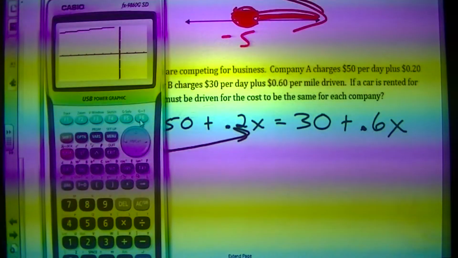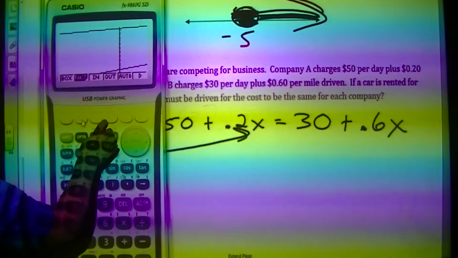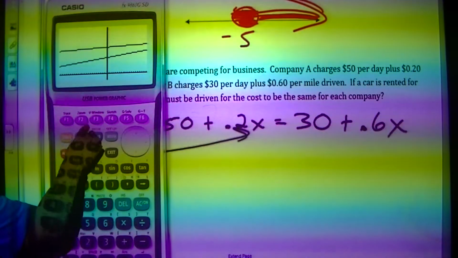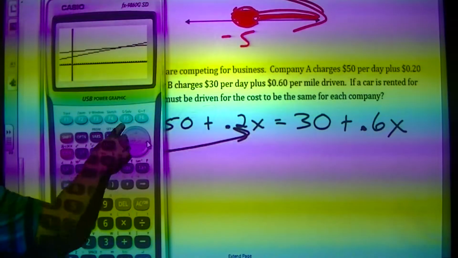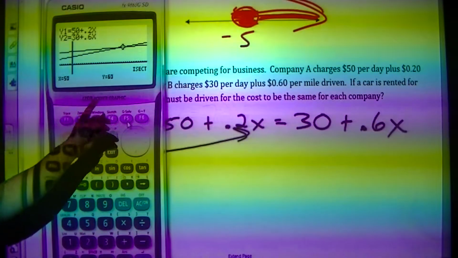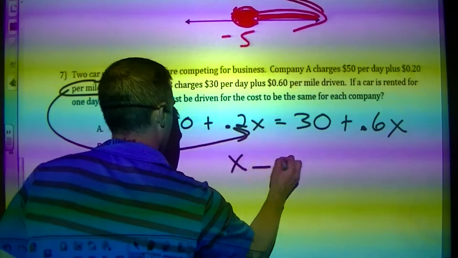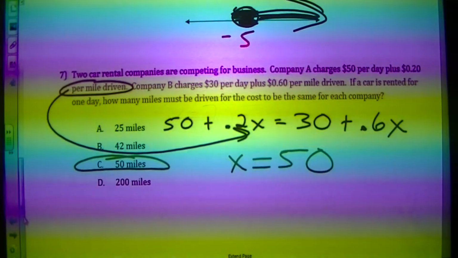I'm going to draw. I can't see that, so I'm going to zoom auto. Zoom out, zoom out, zoom out. I can see it's going to eventually cross. Move it over, G-solve intersection, and I've got an answer of x equals 50. Since they're both only x, that's all I care about, and that's going to be my answer.